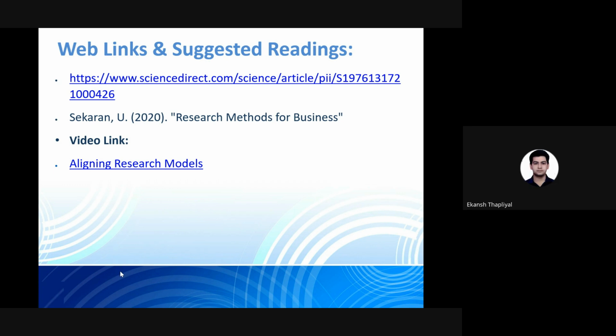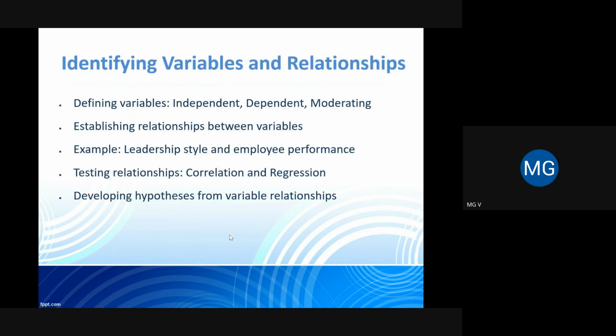No, ma'am, nothing. Okay. Then we have discussed identifying variables and relationships, where we have defined variables: independent, dependent, moderating, then establishing relationships between variables. Then we have discussed the example. So leadership style (independent) affects employee performance (dependent), with organizational culture acting as a moderator.